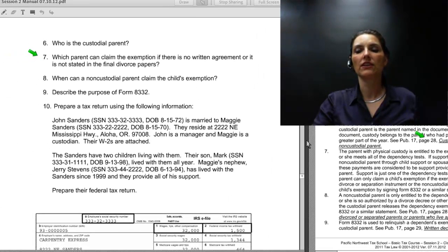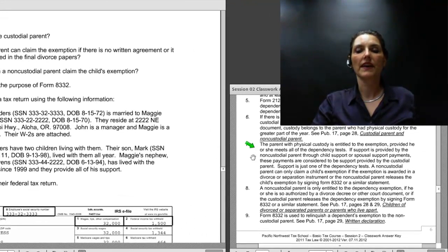Question number seven, which parent can claim the exemption if there is no written agreement or it is not stated in the final divorce papers? If there is a divorce decree or other written agreement awarding custody, the exemption will always go based on that written decree. If there is no written decree, then the IRS looks at the physical number of days that the child lived with each parent and awards the dependency to the parent who had the longest custody during the year. But if custody was equal, then we look at who earned the most money, and the parent with the highest adjusted gross income will claim or be entitled to claim the dependency exemption if custody is equal.